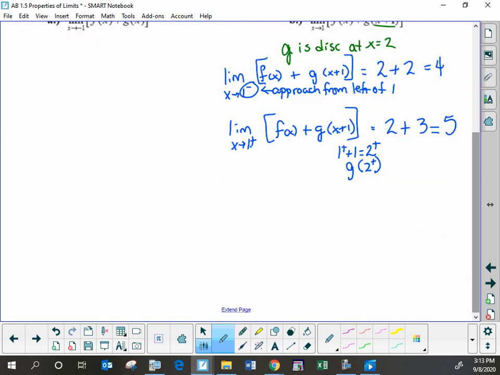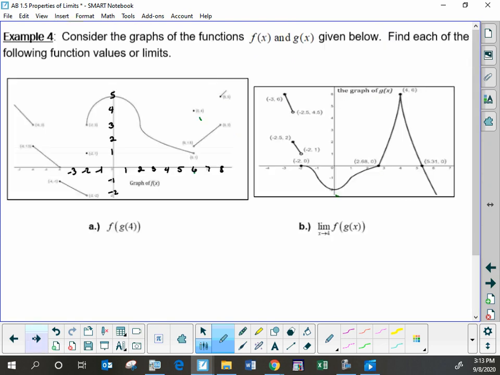These are not in agreement, left and right sides, so therefore the limit as x approaches 1 of f of x plus g of x plus 1. It takes a lot of writing on limits. Don't shortcut it because it will get counted wrong. This is DNE. Left didn't equal right.